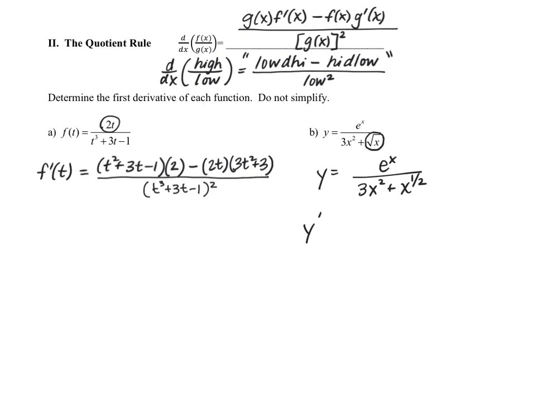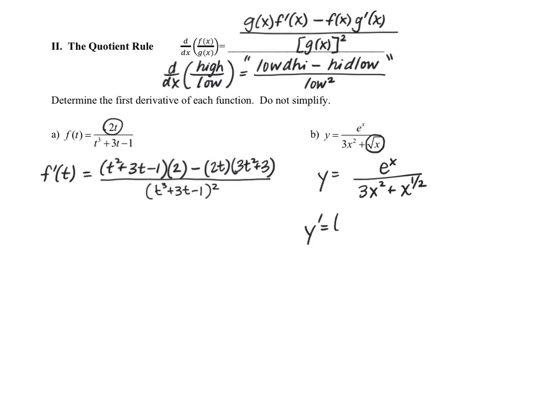Now we can find our derivative, so we'll label that as y prime. So low is the 3x squared plus x to the 1/2 power, that's my low. D high is the derivative of the top, which is e to the x, minus high, which is e to the x. D low, derivative of the bottom, will become 6x plus 1/2 x to the negative 1/2 power. Now let me go over that just a second, a little bit more in depth for you.